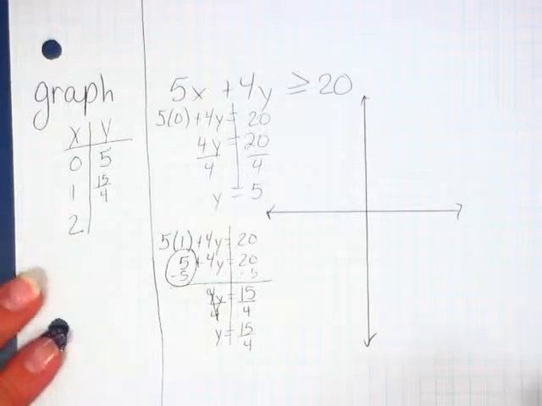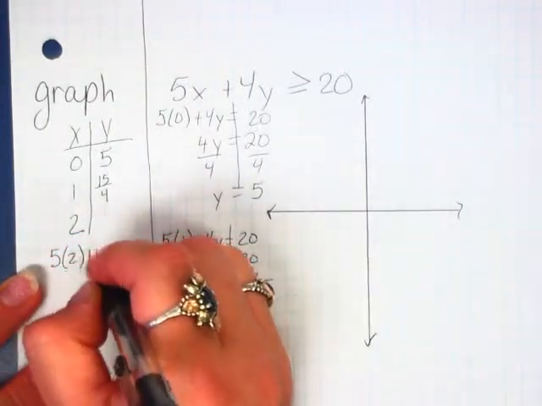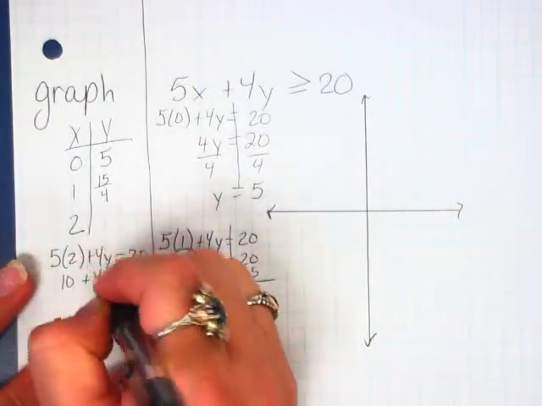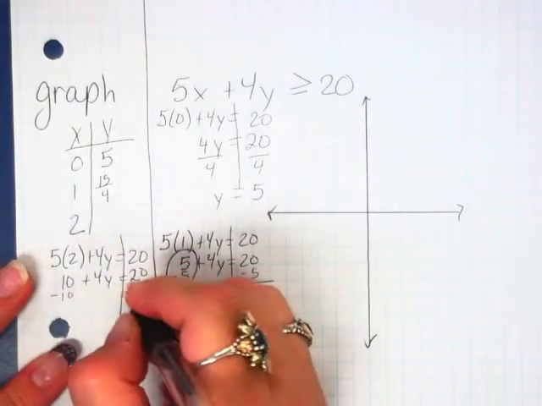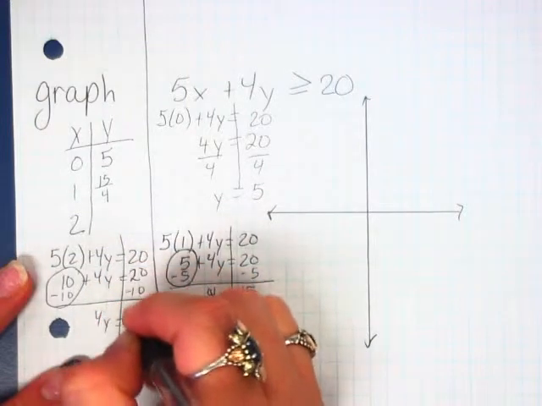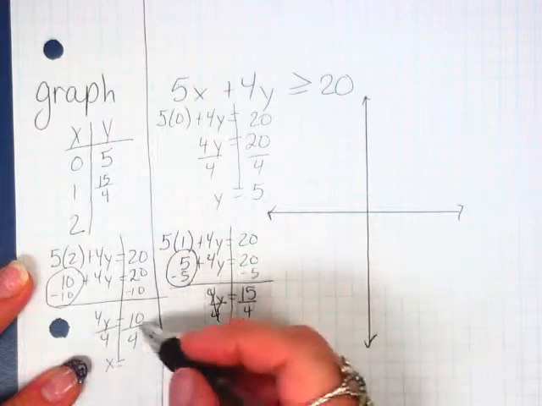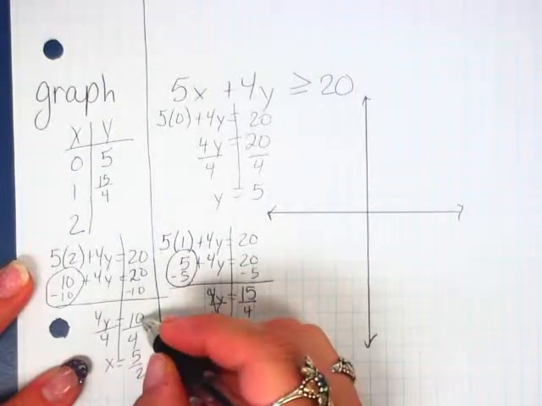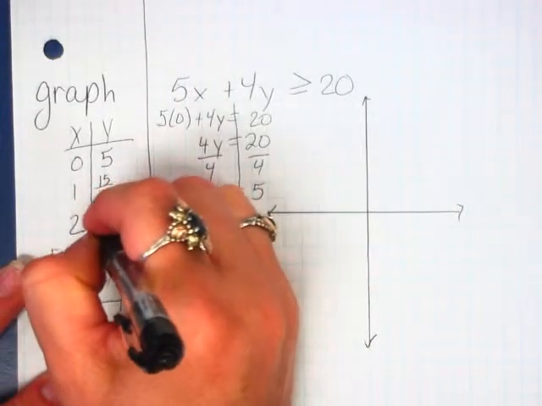And then I do one more. I'm going to do 5 times 2 + 4y = 20. I get 10 + 4y = 20. Draw my line. Subtract that 10 from both sides. This does equal 0, so I get 4y = 10. Divide by 4, so I get 10/4, which if I simplify that, is 5 over 2. 10 divided by 2 is 5. 4 divided by 2 is 2. So I put 5 over 2.